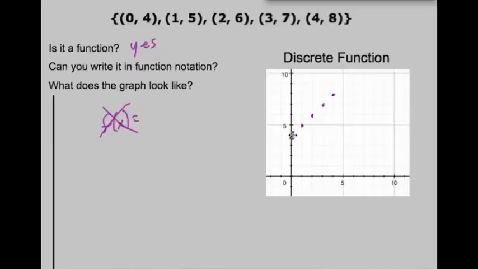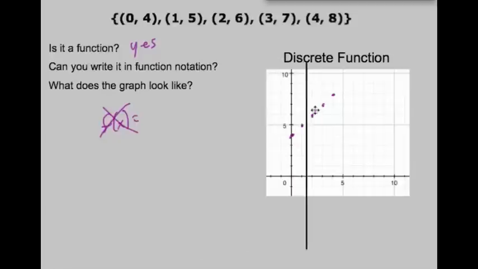And the graph looks like just a bunch of individual points. A discrete function is a bunch of individual points. Again, it doesn't have to be a function. If I put another point that would cause it to fail the vertical line test, it wouldn't be a function. But as long as it passes the vertical line test, a discrete function can still be a function.